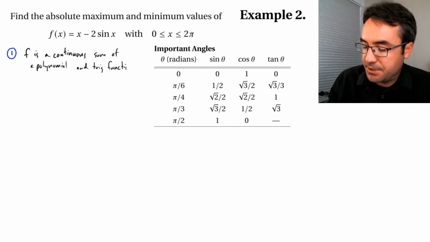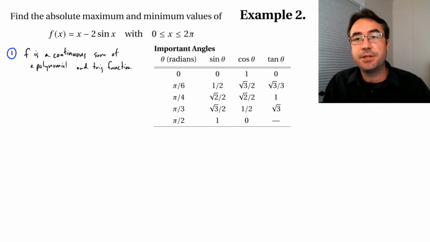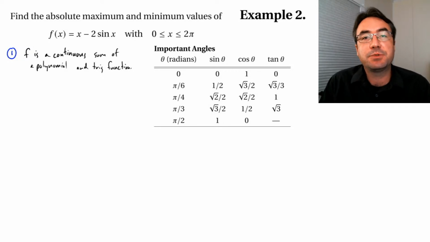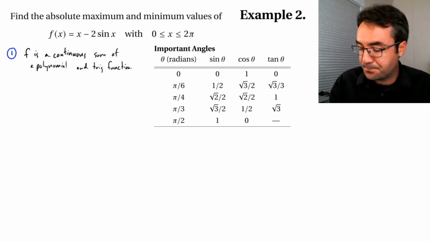Polynomials are always continuous. Sine of x is always continuous. So when we add or subtract them, the result is continuous. So we know this function is continuous. We're talking on a closed interval. So this function is guaranteed to have an absolute max and an absolute min.